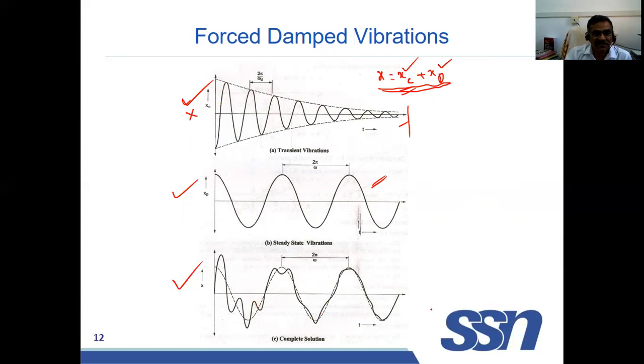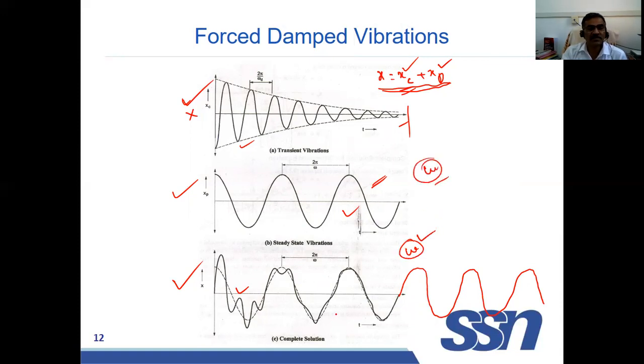The graph will be like this. After that, this graph will continue. There will not be any disturbance in the vibration. Here you see, because of the transient vibration, there is some disturbance. This will die out over a period of time. After that, it will give a vibration like this. So what is the frequency of this? The frequency will be omega. This omega and the forcing function frequency will both be the same in forced vibration.